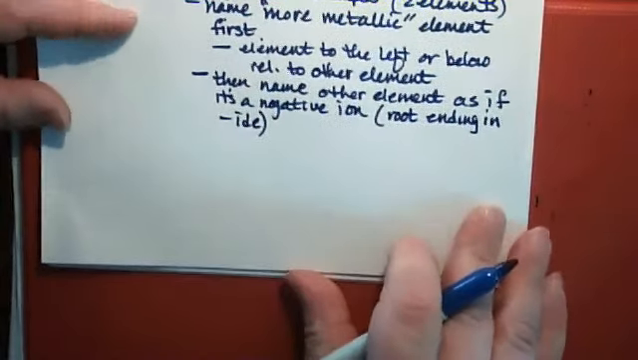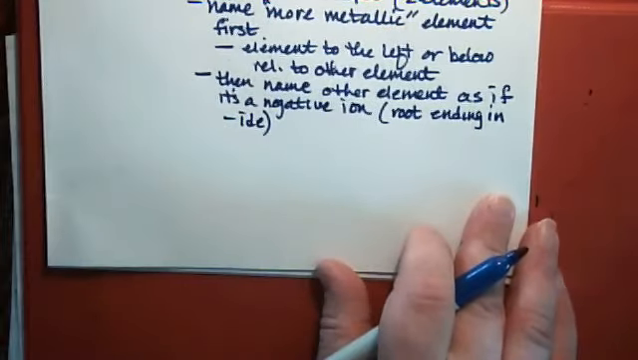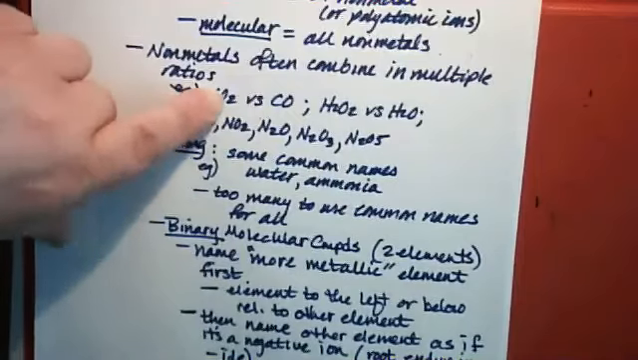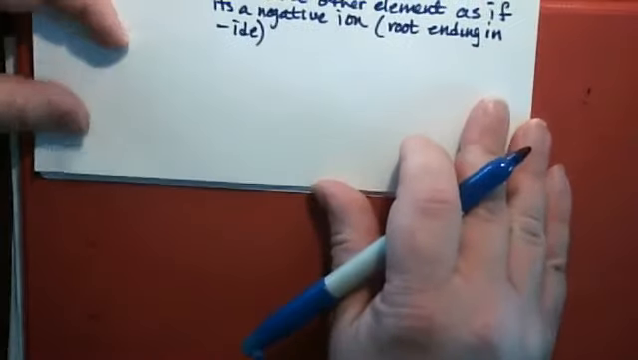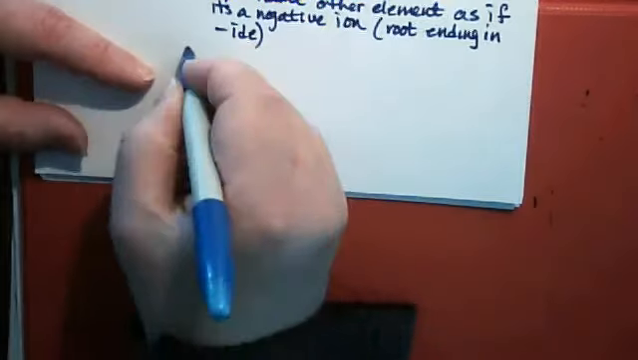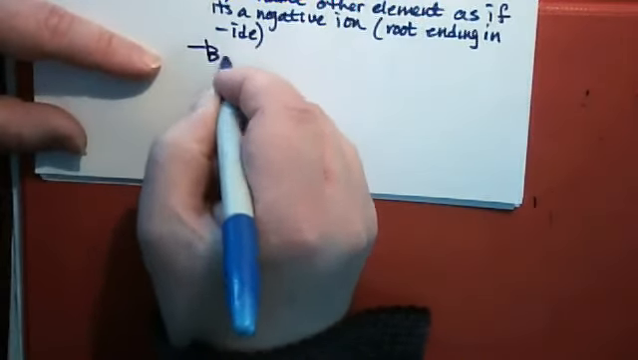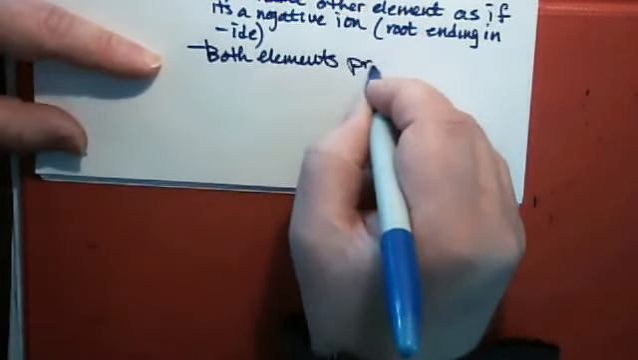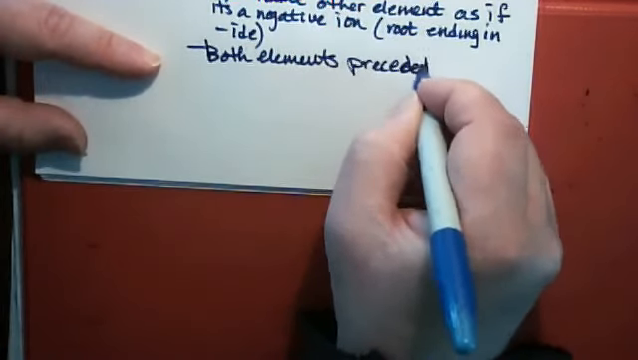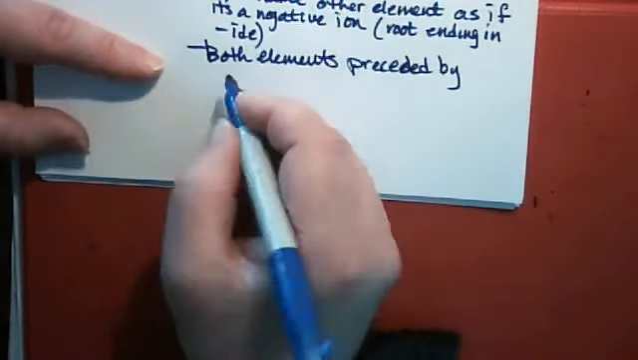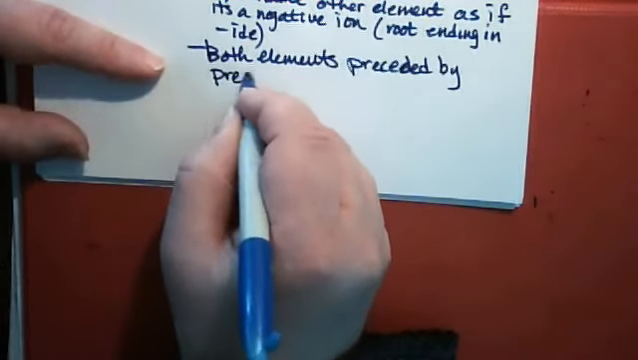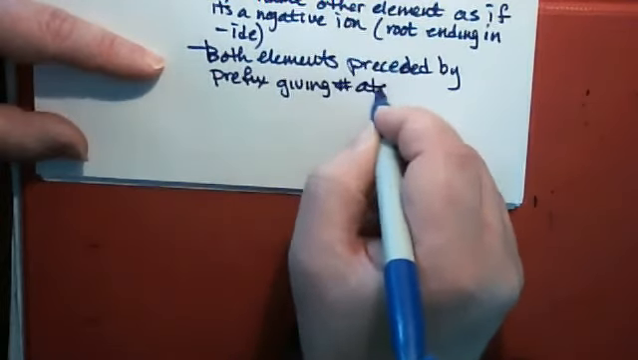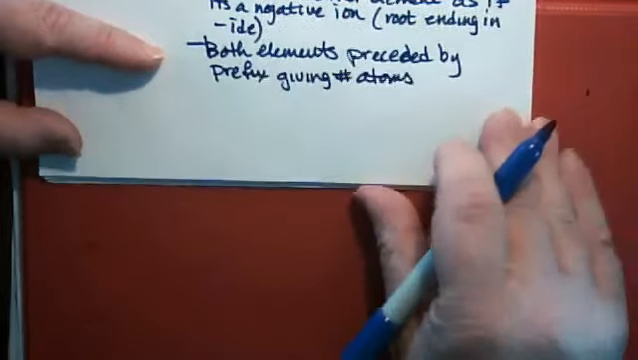In other words, you use the root of the name of the element ending in IDE, like, say, carbon dioxide, oxide. And both elements should be preceded by a prefix giving the number of atoms of that element in the formula.